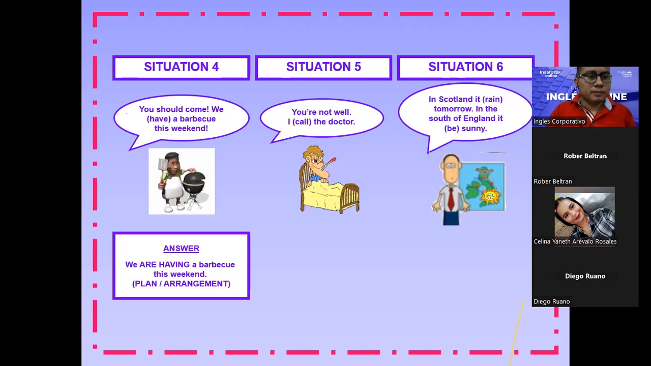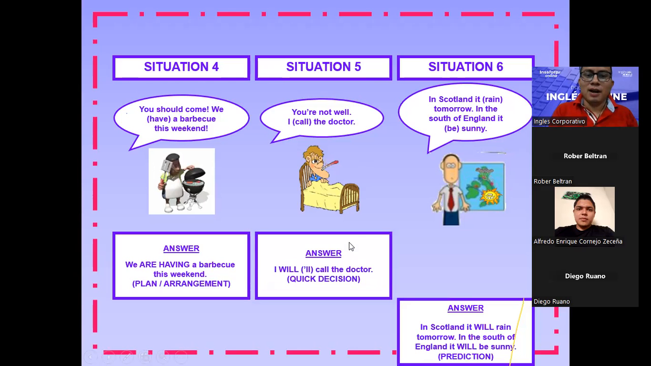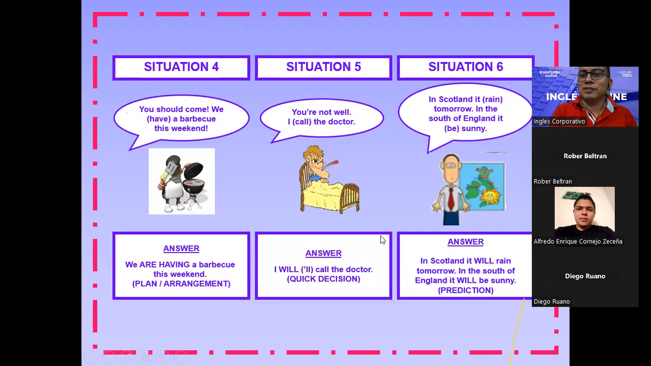No está planeado, no se ha planeado, ¿verdad? Entonces sería, sí, Jocelyn, Robert, bien, no se ha planeado, me siento mal, entonces toma la decisión inmediata de llamar al doctor. Entonces sería quick decision.